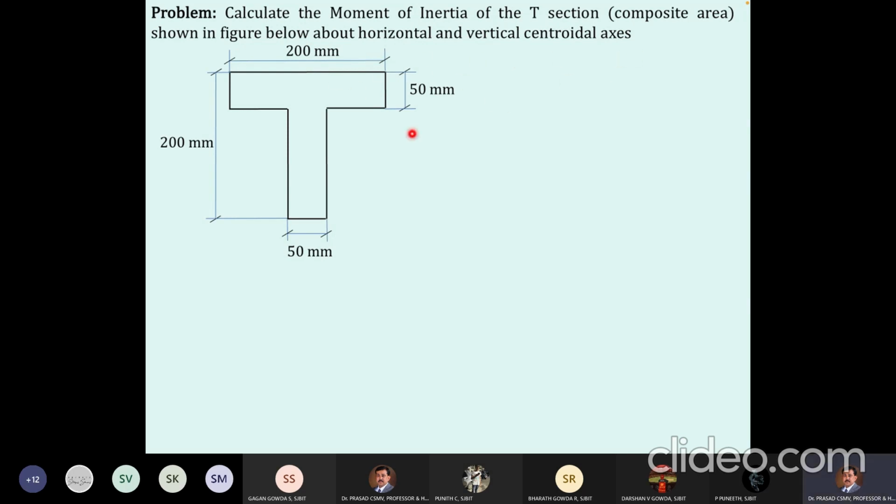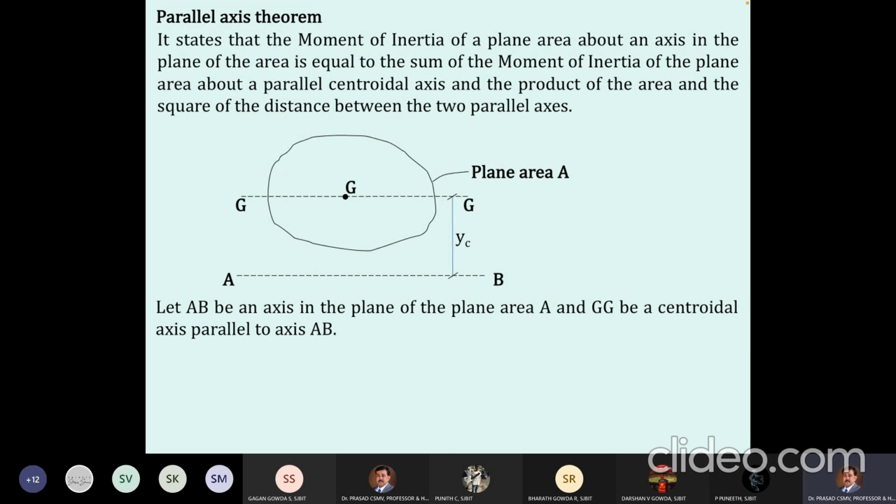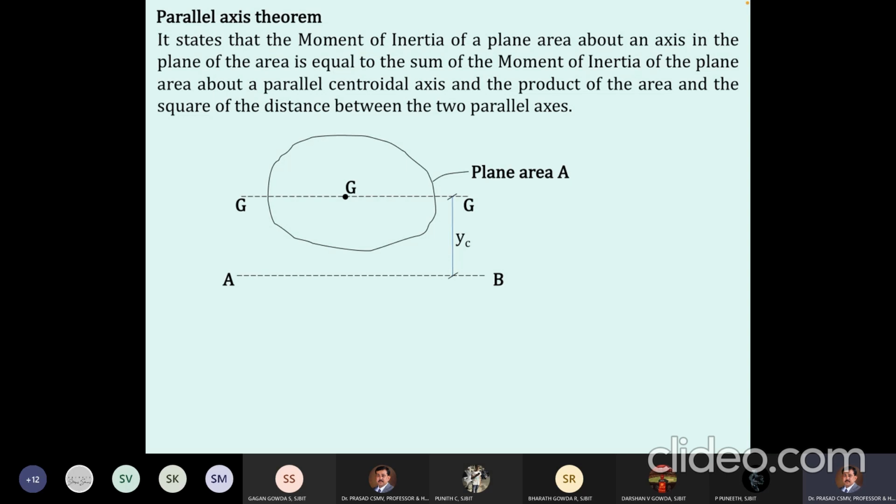For this, we will have to have the concept of the parallel axis theorem. We will be using this very much in our discussion now. So please go through this parallel axis theorem.